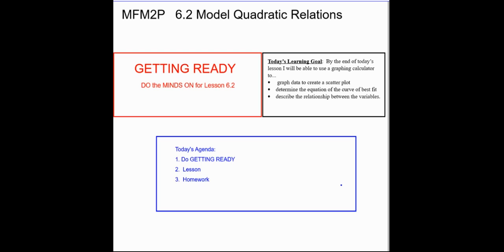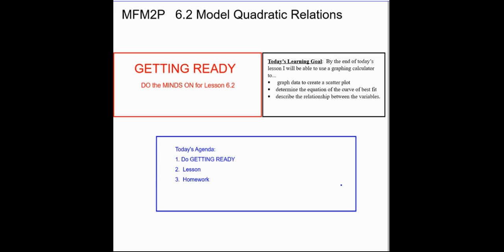We are starting a new unit again, and we're in unit 3, chapter 6, lesson 2. We're modeling quadratic equations. Today we're going to look at creating scatter plots and then determining a curve of best fit. You may be used to lines of best fit for straight lines, but this will be a curve. And then determining what type of relationship is happening there.